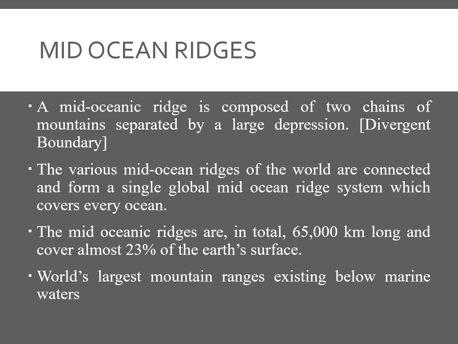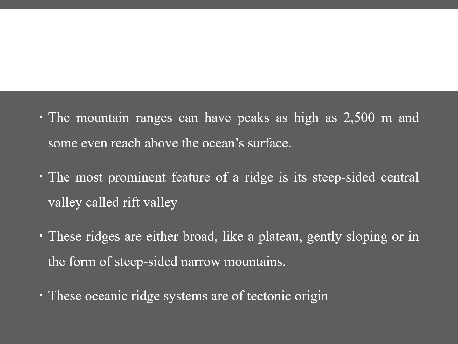Mid-oceanic ridges are the world's largest mountain ranges existing below the marine waters. These mountain ranges have peaks as high as 2,500 meters and some even reach above the ocean surface. The most prominent feature of a ridge is its steep-sided central valley called the rift valley. These ridges are either broad like a plateau, gently sloping, or in the form of steep-sided narrow mountains.